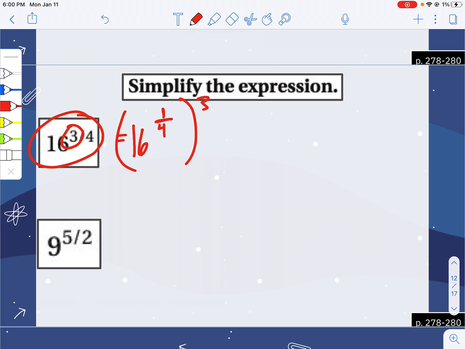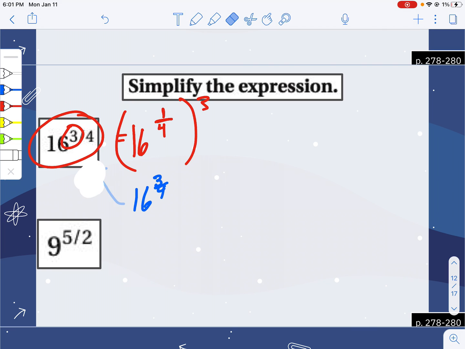Because if we look at our rules with our exponents, 16 to the 1/4, and if we simplify 2 to the 3rd power, it's our power to a power rule, we are multiplying these. So it would be 16 to the 3/4, which is exactly what we started with.